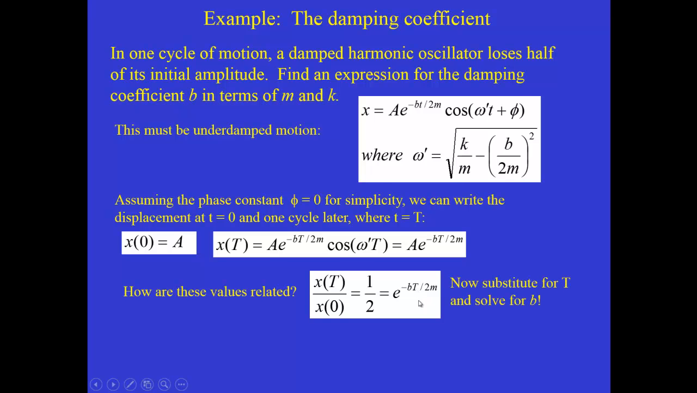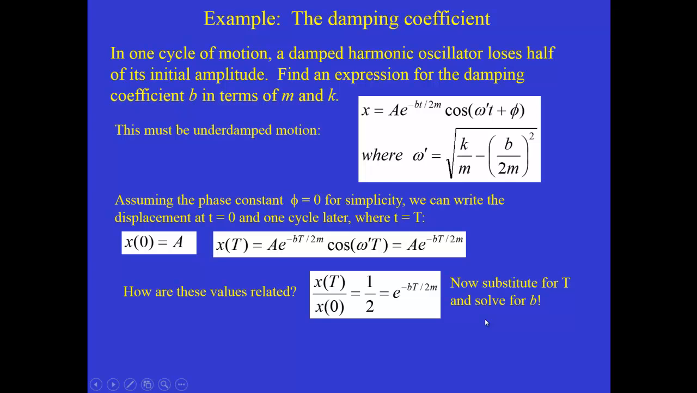So at this point, what I would do is solve for t, and t would be 2 pi over omega prime. I could plug that into here, and then I would need to take the natural log of both sides, and that would give me an equation that would have b in it along with m and k. And I could try at least to solve that equation for b, which would give me how b would depend on the spring constant and on the mass.